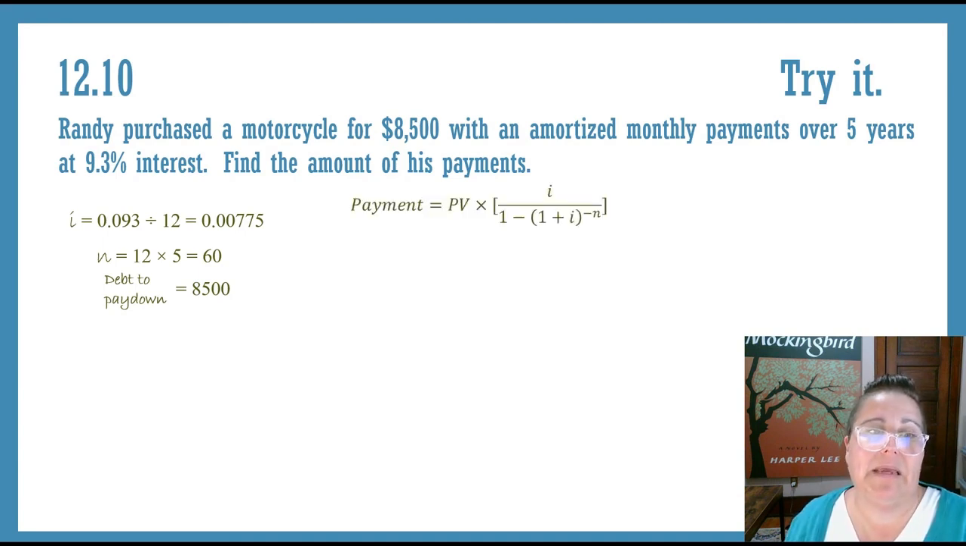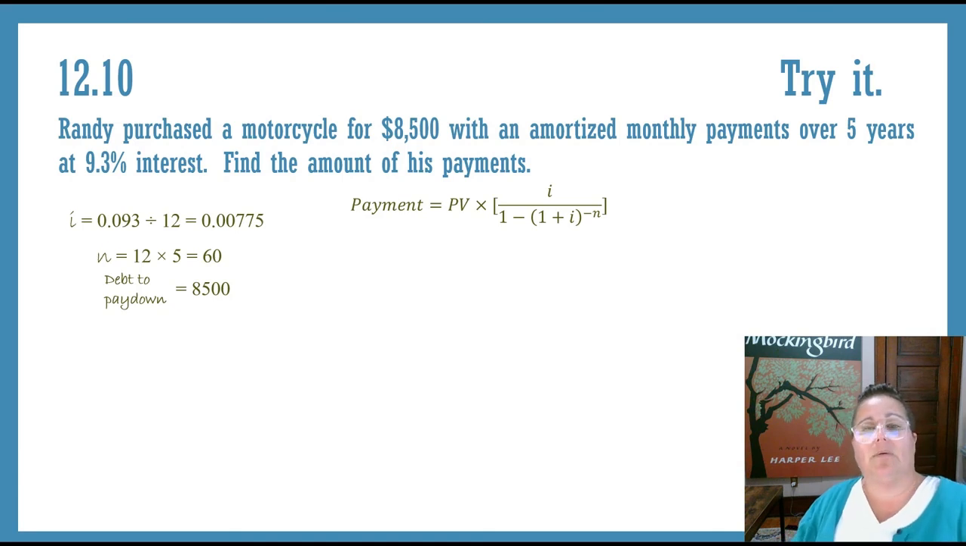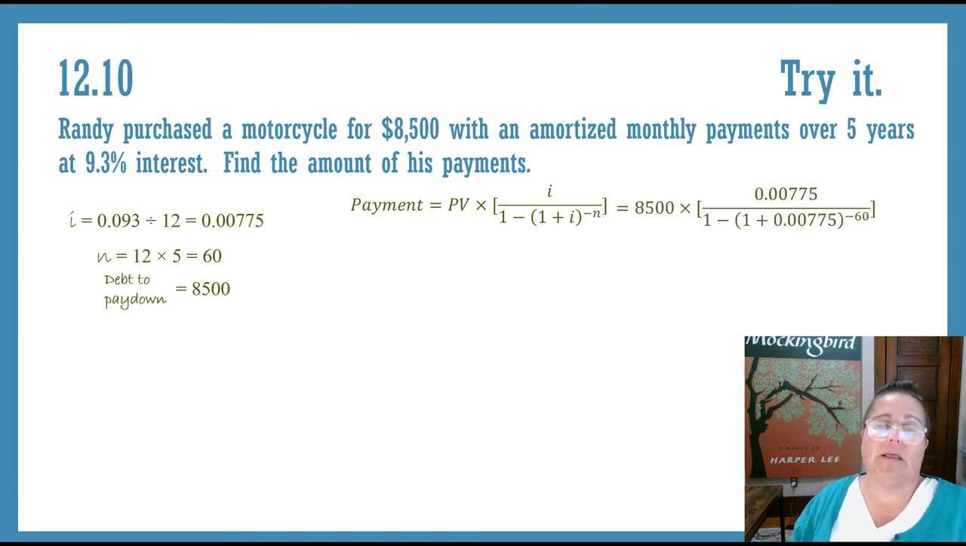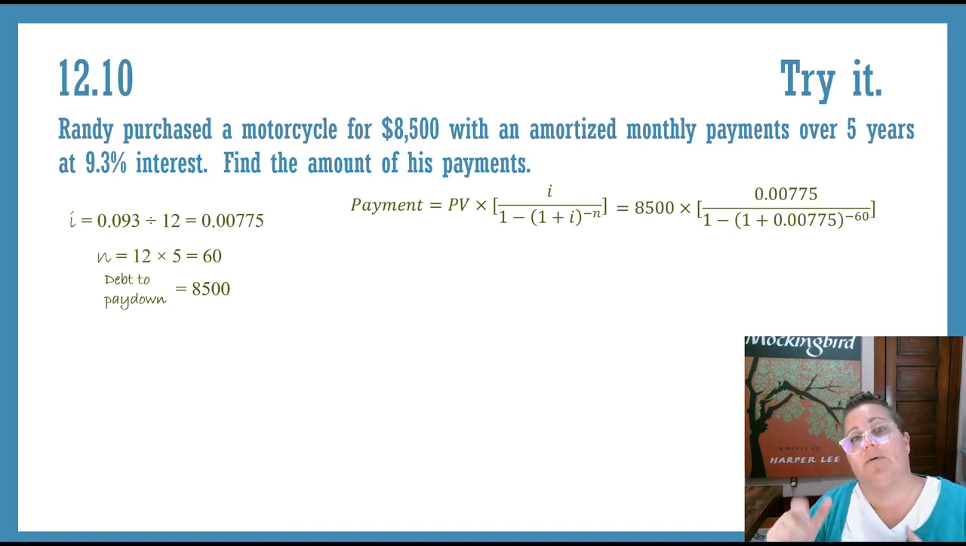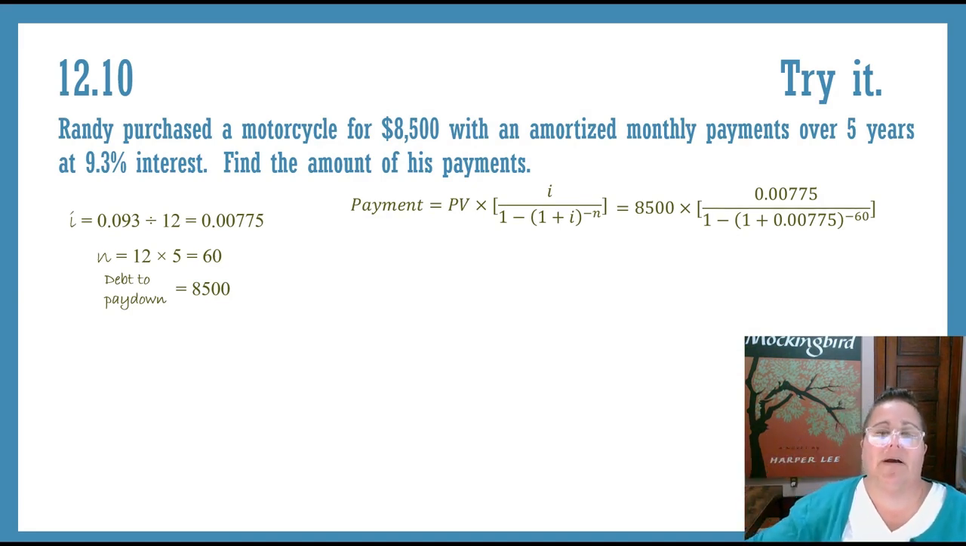We'll calculate Randy's payment using the amortization formula: present value times the brick of I divided by 1 minus the quantity 1 plus I to the negative n. We're going to substitute our known values into this formula. So we'll have 8,500 times 0.00775 divided by that entire denominator of 1 minus parentheses 1 plus 0.00775, close parentheses, chevron key, negative 60th. Order of operations, I'm going to do this bit first.